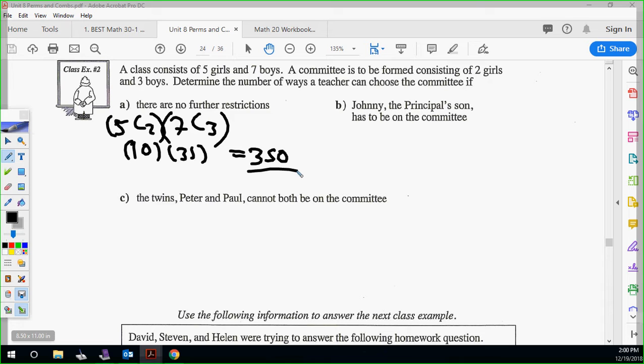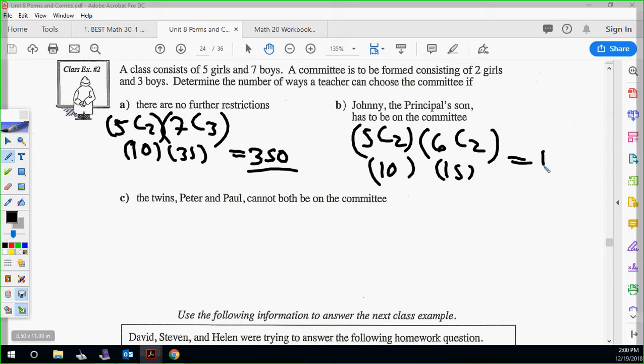Okay, we've got a little bit of favoritism here. Johnny, the principal's son, has to be on the committee. Okay, typical, right? Politics, whatever, Johnny. So how does that change our previous? The girls doesn't change, right? But the guys changes to 6C2, because 1 less boy and 1 less we're choosing. Okay, so that goes from 10 to 15. So 150 now, if Johnny has to be in.